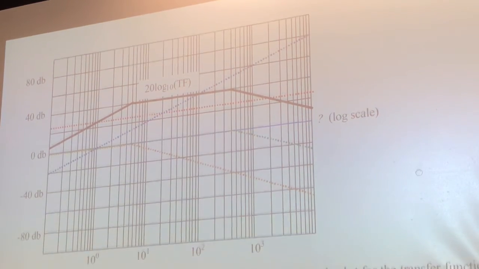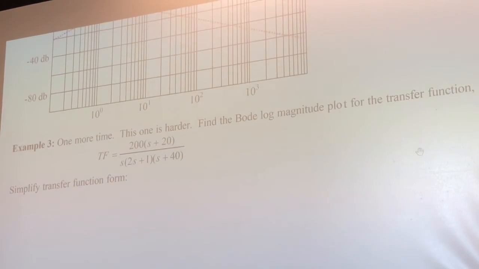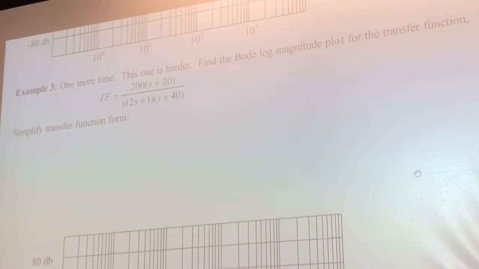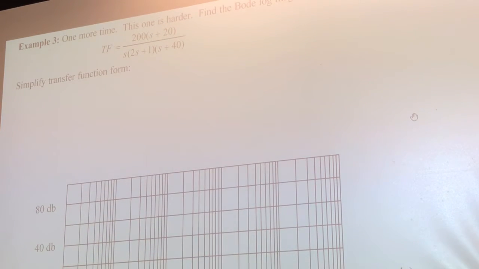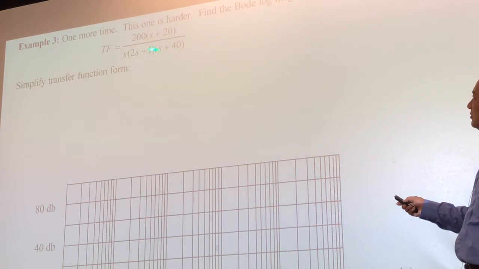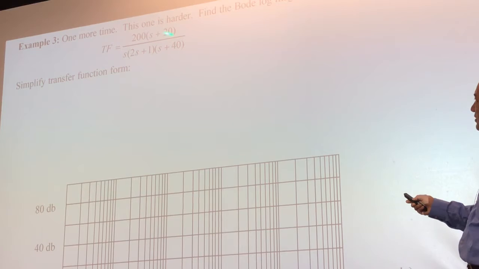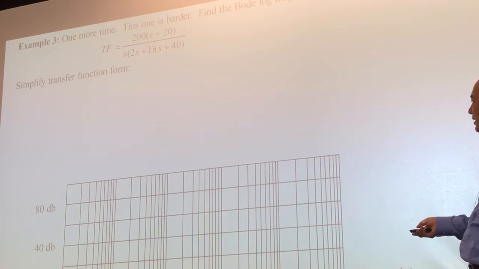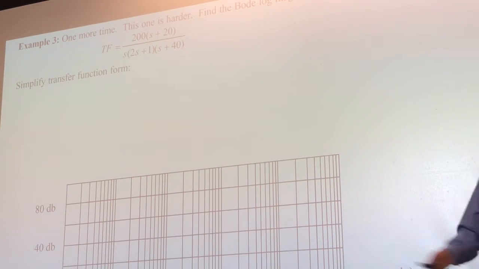Let's go through another, slightly different one. This one is a little bit harder because it has a pole at the origin. It has 2 other poles and 1 zero. Okay? Given a Bode plot paper, can you sketch the magnitude?